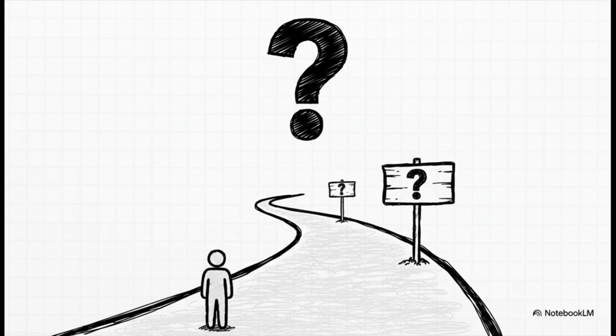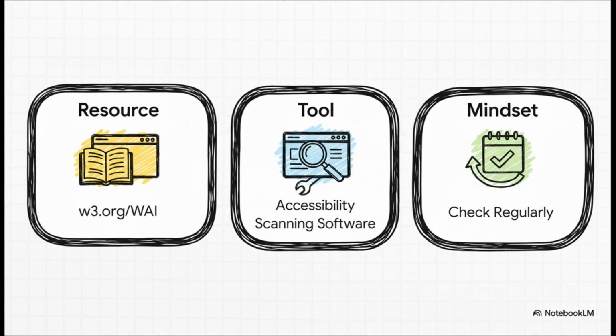Okay, so you've got the fundamentals down. You're probably thinking, right, what's next? How do I keep this going and make sure I'm staying on top of things? Here are a few great places to start. First, do yourself a favor and bookmark w3.org/WAI. That's the Web Accessibility Initiative, and it's pretty much the authority on this stuff.